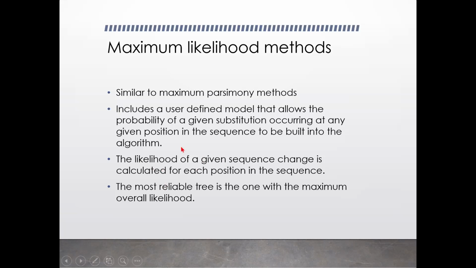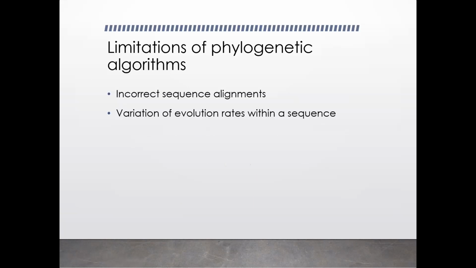The likelihood for the given sequence change will be calculated for each position in the sequence, and the most reliable tree will be the one with maximum overall likelihood. That's how the maximum likelihood method is used for building the phylogenetic trees.